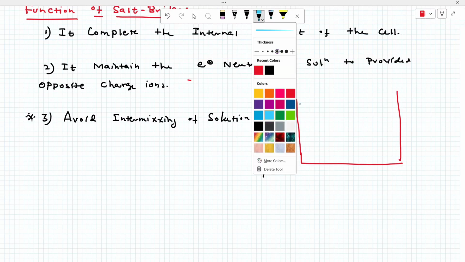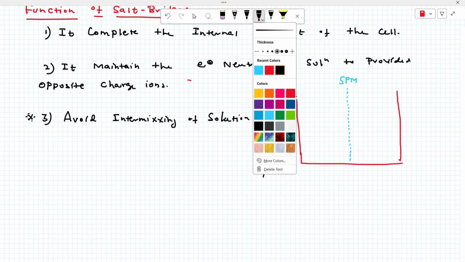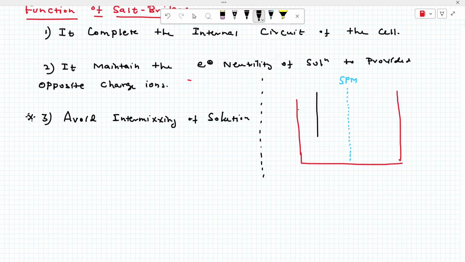இது actually SPM. SPM na semi permeable membranes. ஓகேவா? இந்த சைடு ஜிங்க் இருக்கு. இது ஜிங்க் எலக்ட்ரோட். இது காப்பர் எலக்ட்ரோட். இது ஜிங்க், இது காப்பர். இது ஃபுல்லா ஜிங்க் சல்ஃபேட். இது ஃபுல்லா காப்பர் சல்ஃபேட்.